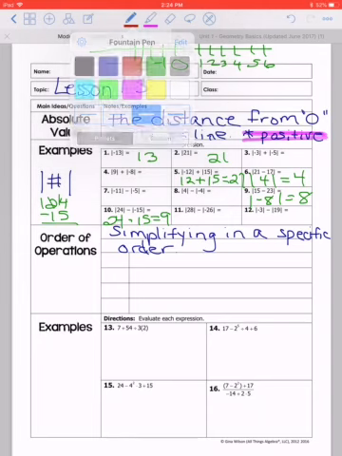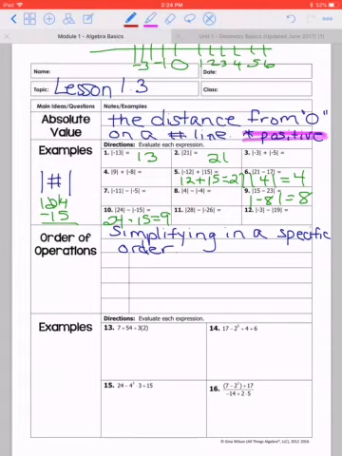Let's look at order of operations. So this is when you have to simplify in a specific order. Most of you are probably familiar with the acronym PEMDAS. All right, so I'm going to help you list those out here.